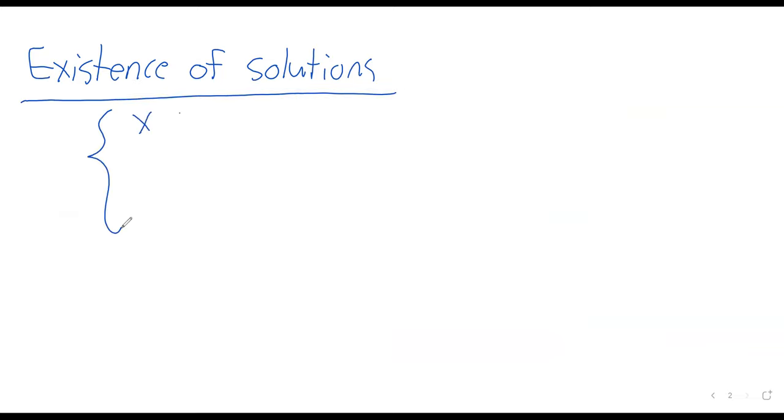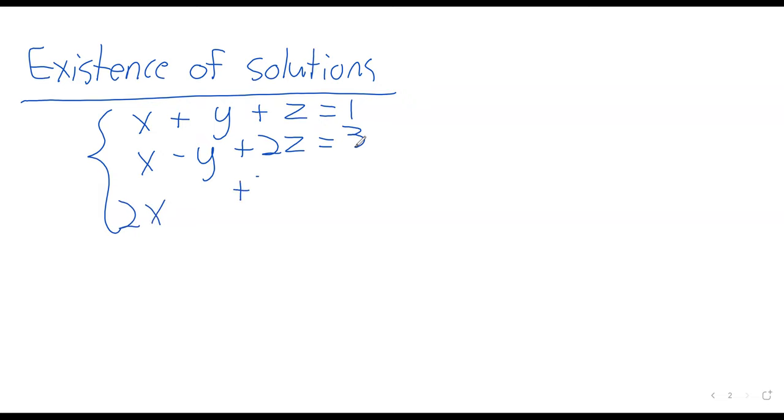x plus y plus z equals 1, x minus y plus 2z equals 3, 2x plus 3z equals 1. Here's a system that I've built not to have solutions.